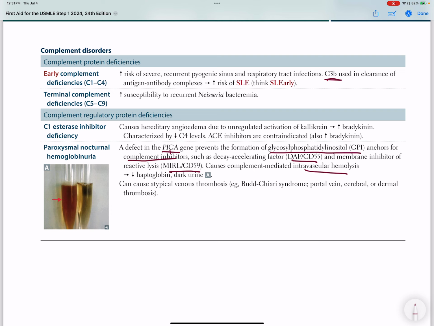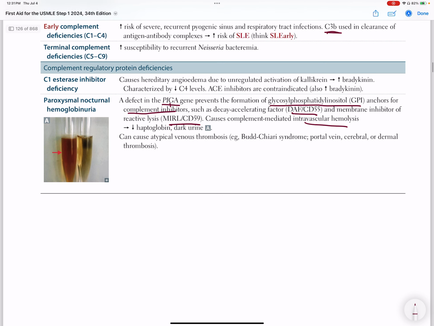Complement regulatory protein deficiencies. C1 esterase inhibitor deficiency causes hereditary angioedema due to unregulated activation of kallikrein, increased bradykinin, characterized by decreased C4 levels. ACE inhibitors are also contraindicated as they increase bradykinin.